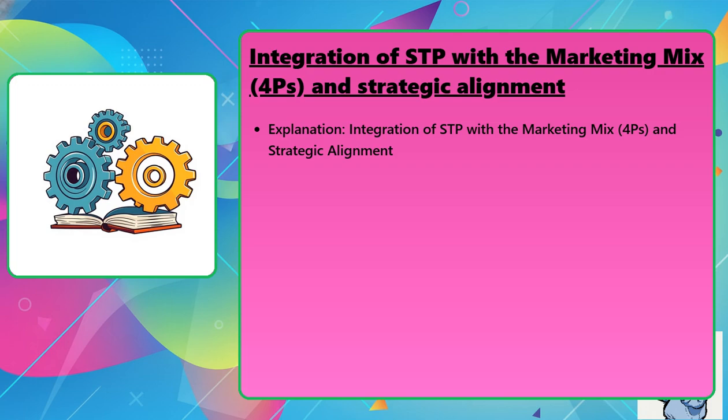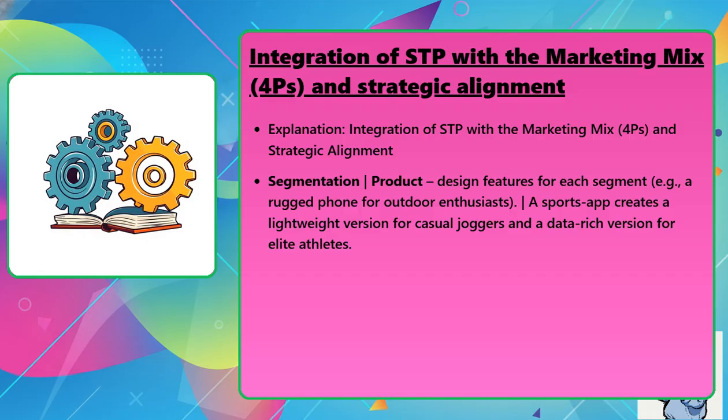Explanation: integration of STP with the marketing mix, the 4Ps, and strategic alignment. Segmentation: product design features for each segment. Example: a rugged phone for outdoor enthusiasts. A sports app creates a lightweight version for casual joggers and a data-rich version for elite athletes.